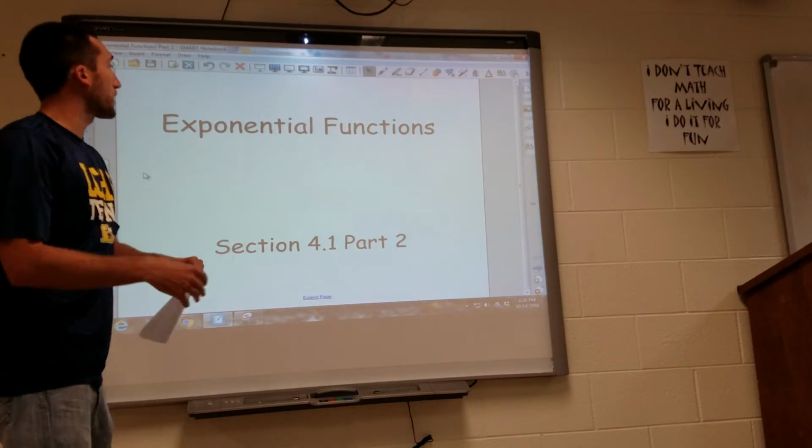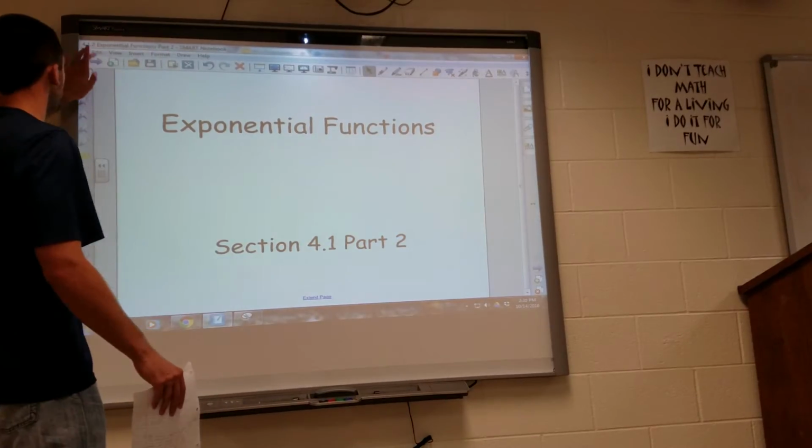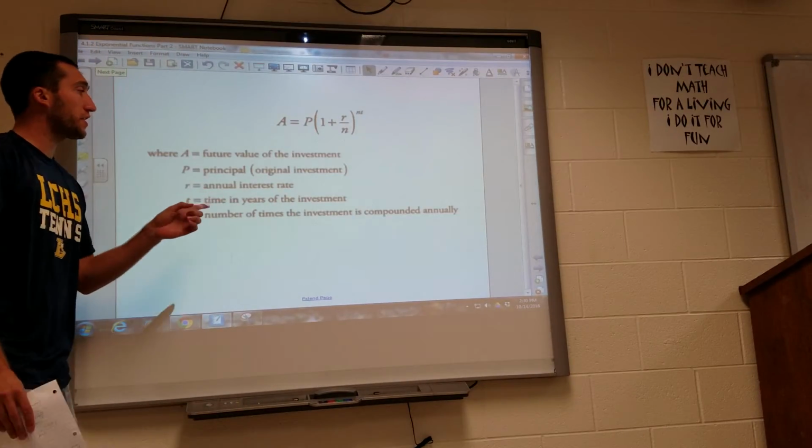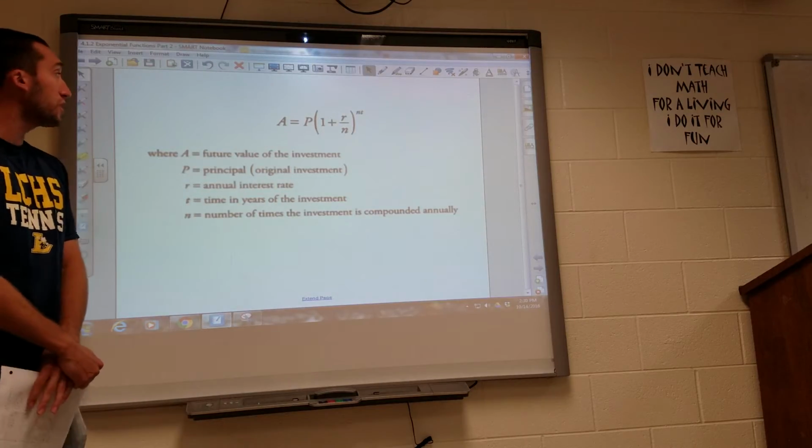Hello everyone, today we're talking about exponential functions, the second part of 4.1. First thing I'd like you to have down is the compound interest equation.